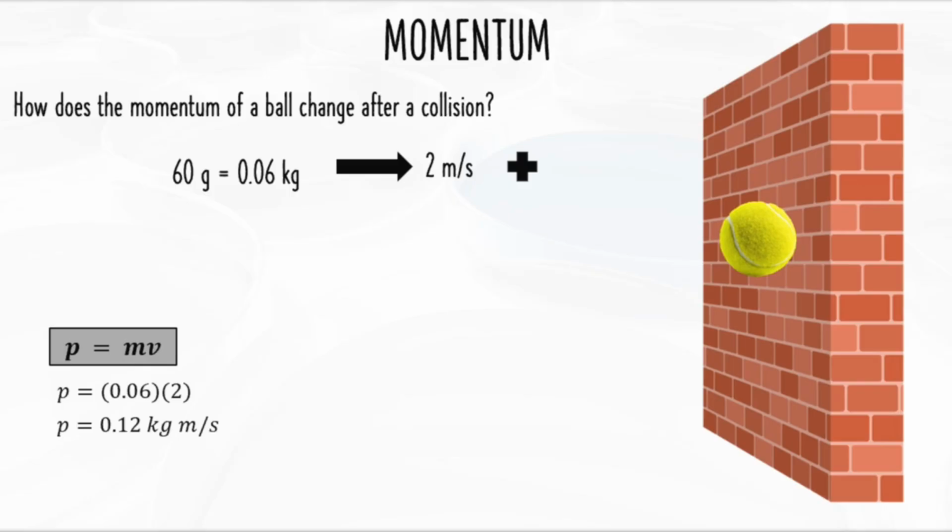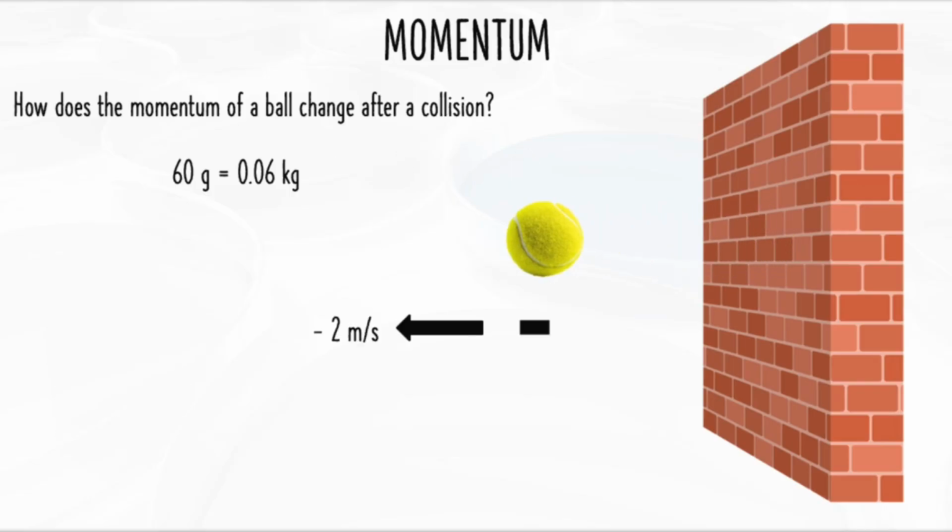Now the ball hits the wall and it bounces back. After the collision, the ball moves in the opposite direction, which is to the left. Since right was defined as positive, motion to the left is negative. The speed is still 2 meters per second, but the velocity is now negative 2 meters per second.